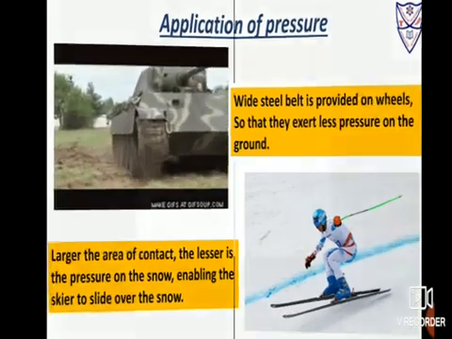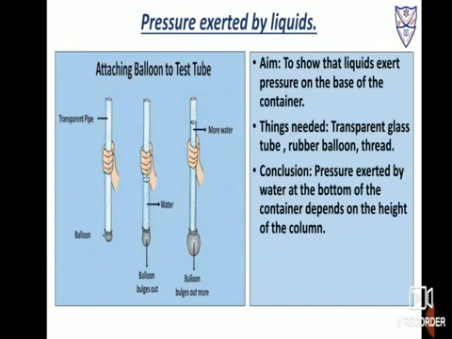Now students, let us discuss pressure exerted by liquid. In order to understand this, let us go through the activities. First activity: the aim is to show that liquid exerts pressure on the base of the container. Things needed: a transparent glass tube, a rubber balloon, and thread. Method: take a transparent glass tube, open at both ends. To one end of the tube, tie a rubber balloon. Now hold the tube in a vertical position and pour some water into it.